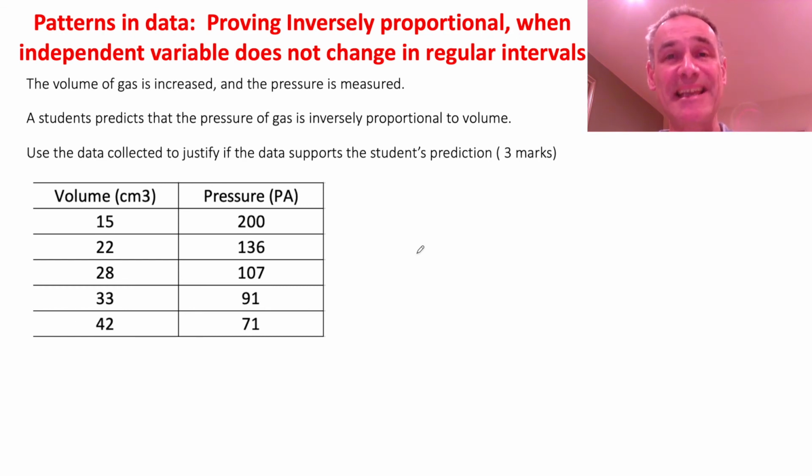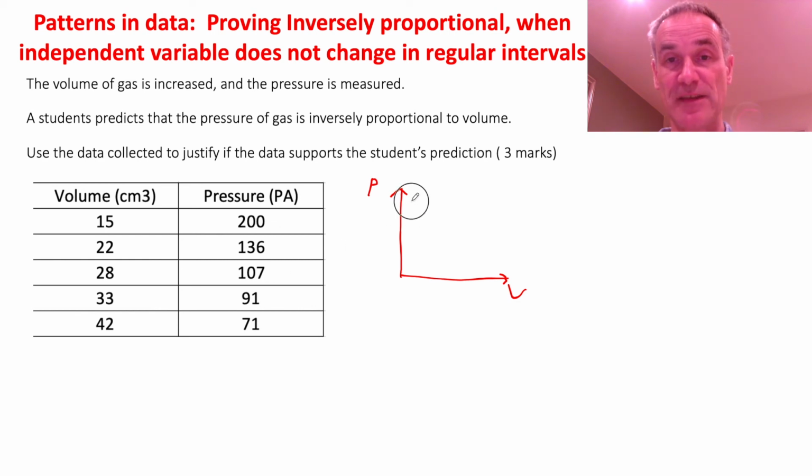So what happens if you have an inversely proportional relationship to prove when the independent variable doesn't change by regular intervals? Well, let me go through this with you. The question says the volume of gas is increased and the pressure is measured. A student predicts that the pressure of the gas is inversely proportional to the volume. Use the data collected to justify if the data supports the student's prediction. So of course you can see the independent variable is not increasing by the same amount. So you would have the volume on your x-axis as the independent variable, and the pressure on the y-axis as the dependent variable, then of course as you increase the volume, the pressure goes down.